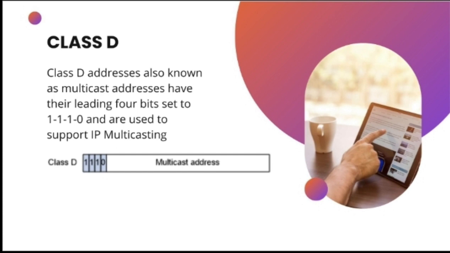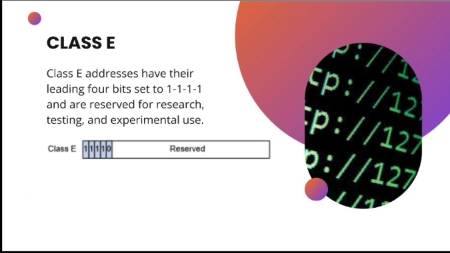Example for a Class D IP address: 227.21.6.173. So let's move on to the Class E network.